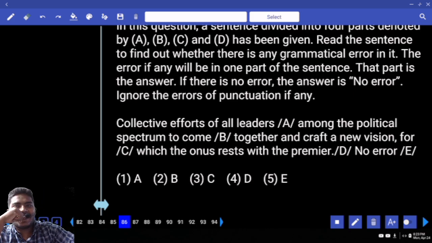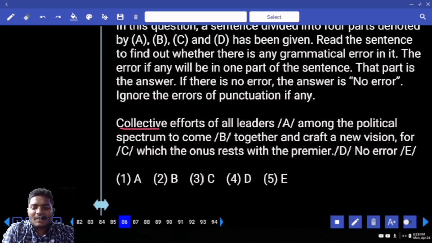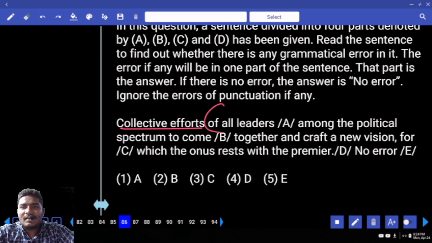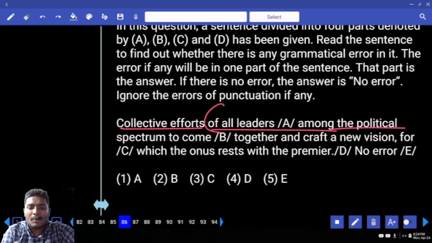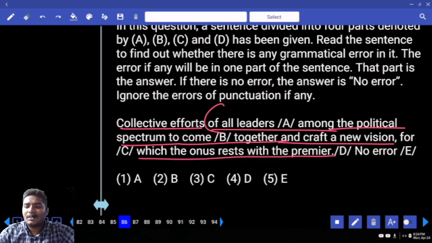Collective efforts. Remember, all the noun phrase or nouns which are after the preposition must be avoided for the case of verb agreement. They are not considered though there is a noun after preposition. Collective efforts of all leaders among the political spectrum to come together and craft a new vision for which the honors rest within the premier.